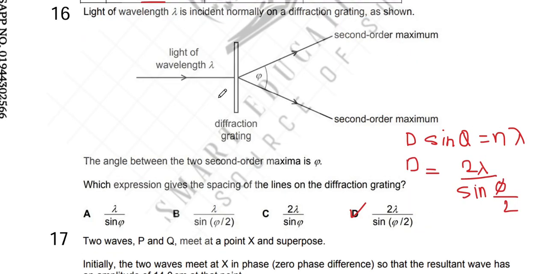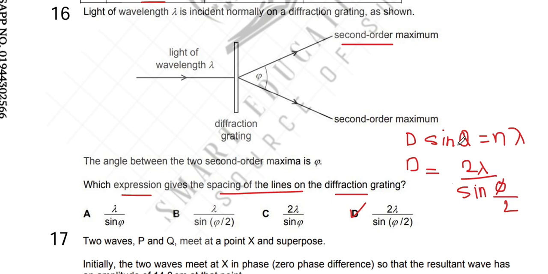Question number 16 is asking which expression would give the spacing of the lines of a diffraction grating. The formula for this is d sin theta equals n lambda. If you make d the subject, it would be n lambda by sin theta. The order, the n value, is given. It is the second order maximum, so we put 2 here, so we get 2 lambda.